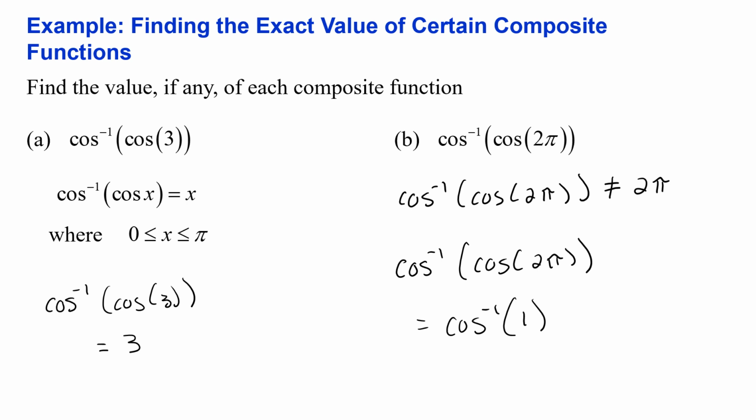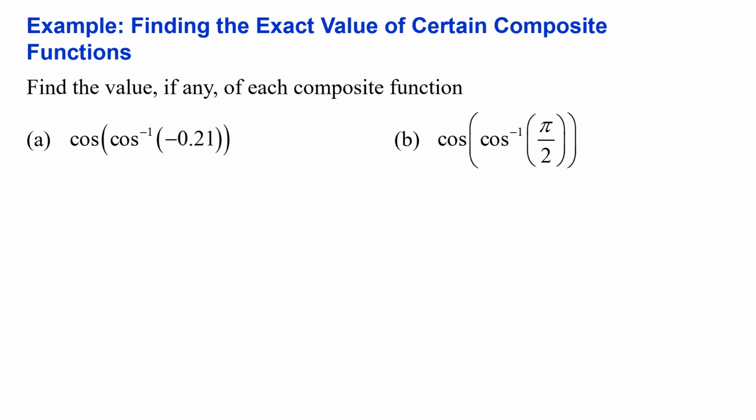Now, evaluating inverse cosine of 1 is asking, what angle theta do we take the cosine of to get 1, where theta is between 0 and pi? We know that cosine of 0 equals 1, and therefore inverse cosine of 1 is equal to 0. So in conclusion, inverse cosine of cosine of 2 pi equals 0.